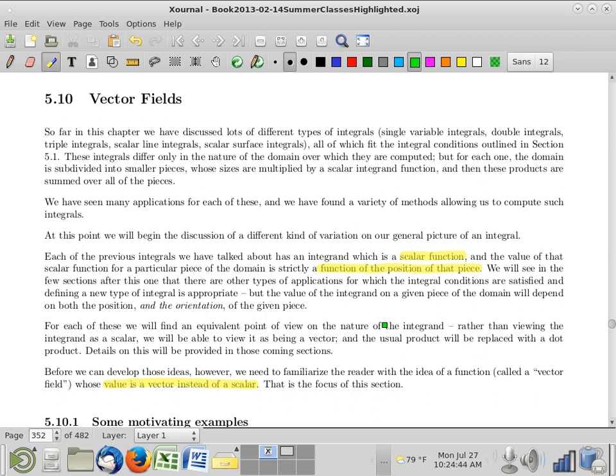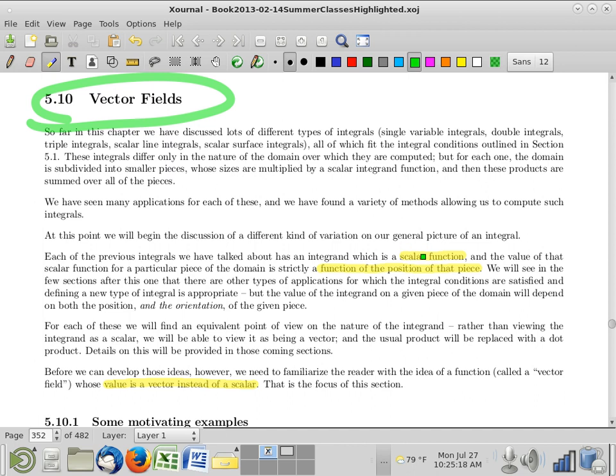So, new topic now. I'm going to talk about a new kind of object, something called a vector field. This is going to end up being extremely important in Chapter 6, one of our primary objects of study in Chapter 6. So the purpose of this section is just to tell you what they are and why we're interested in them. What do these things represent and how do we write them down algebraically.